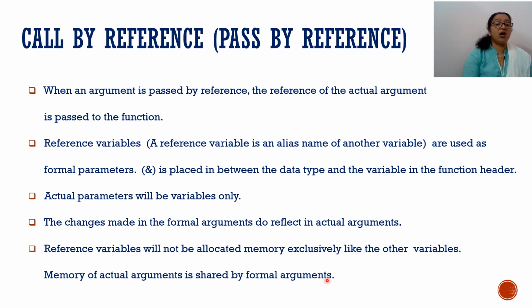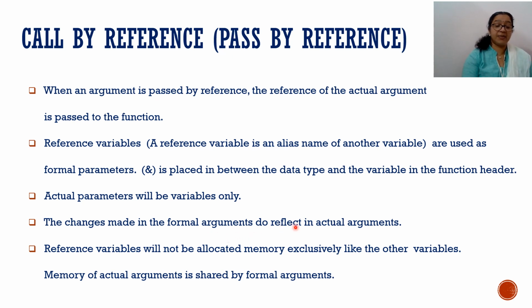Understood? So these are called by reference style. We are passing it by the reference method. So when you are passing by reference, we need to create the formal parameters as reference variables. How can we create a reference variable? Just use the ampersand sign in between the data type and the variable in the function header part. Then the main important point is that when you are passing, the actual parameters must be variables. So when you are using the reference method, whatever changes you make in the formal one will be reflected in the actual one.